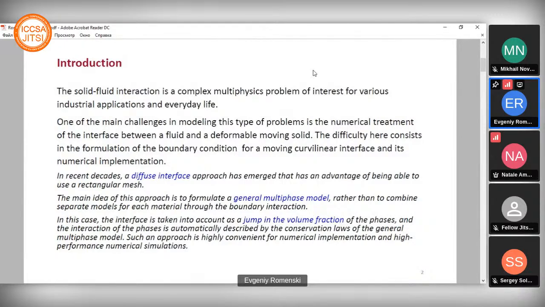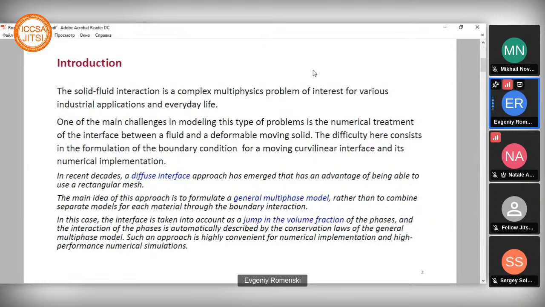Okay, so now a brief introduction. Solid fluid interaction is a complex multiphysics problem of interest for different industrial applications and everyday life. One of the main challenges in modeling this type of problem is the numerical treatment of the interface between a fluid and a deformable moving solid. The difficulty consists in the formulation of the boundary condition for a moving curvilinear interface and its numerical implementation.